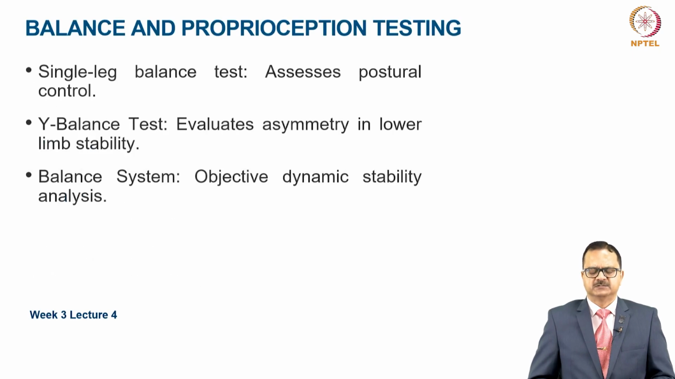Balance and proprioception testing can be done using the single leg balance test, which assesses postural control. You can also do something called a Y balance test, which evaluates the asymmetry in the lower limb. There are several balance and stability testing systems which are available, which objectively test balance and dynamic stability and give you a proper analysis report.